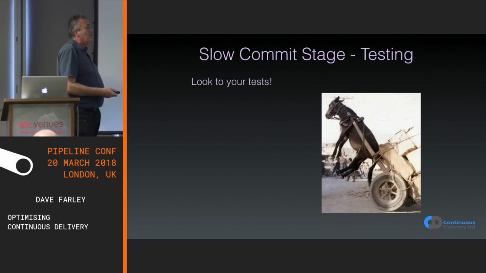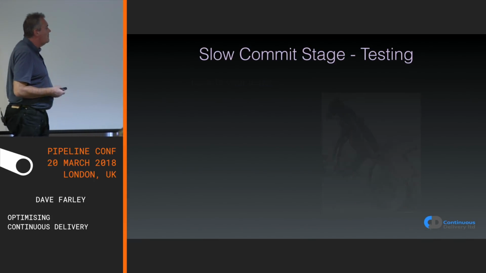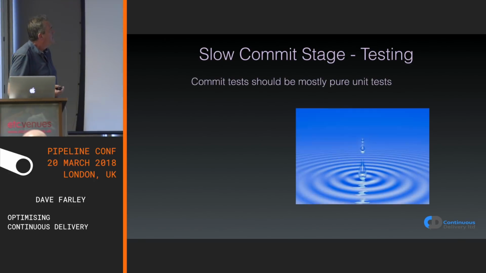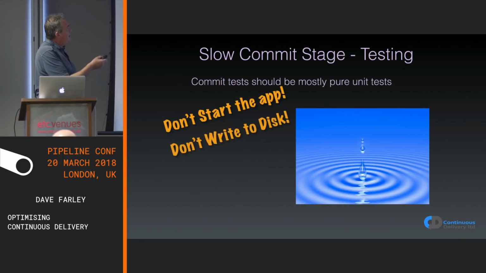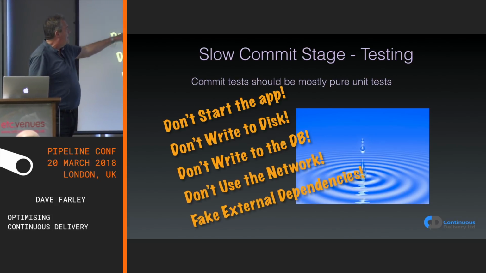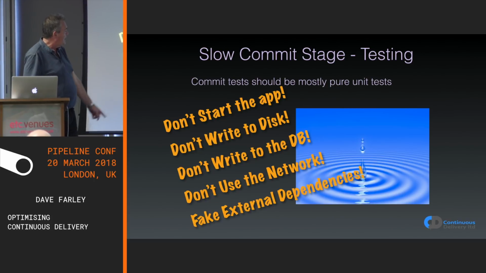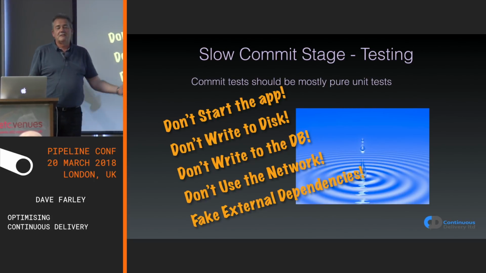Examine the tests. Think about the design of the tests. Think about how to improve those over time. Think about how to speed them up. Commit stage tests should be pure unit tests, and by that I mean they don't start the application, they don't write to disk, they don't write to the database, they don't use the network, and they fake dependencies.